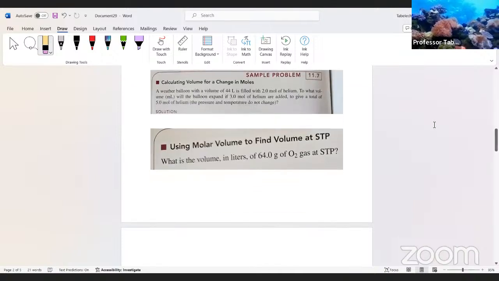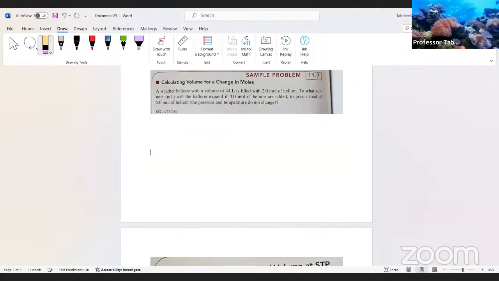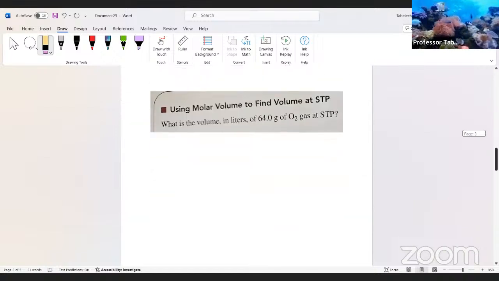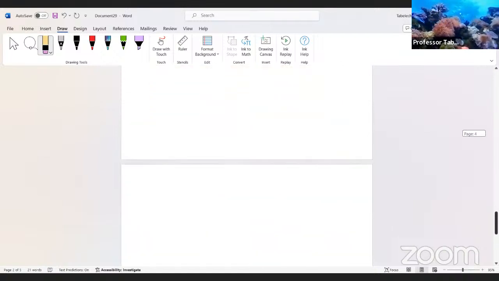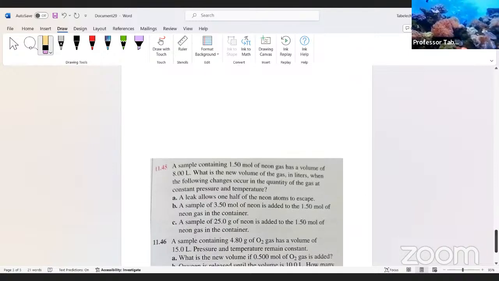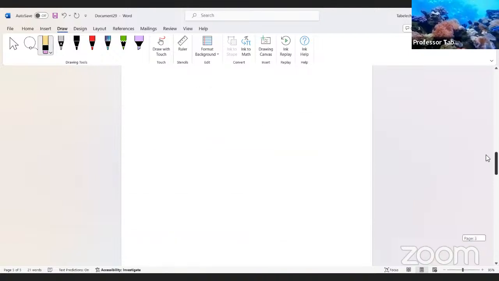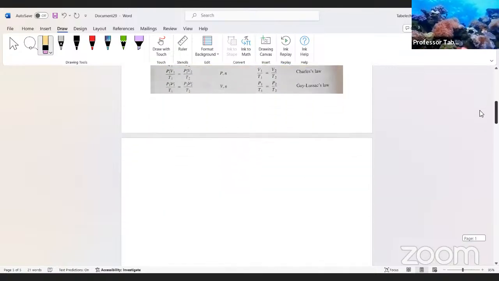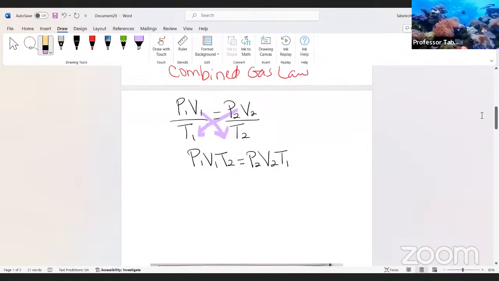So right here, I'm going to go ahead and pull up this first problem for you all so we can actually get into this one. Let me find it. Hold on, guys. When you are doing the combined gas law, you're going to be given pressure, volume, and temperature.